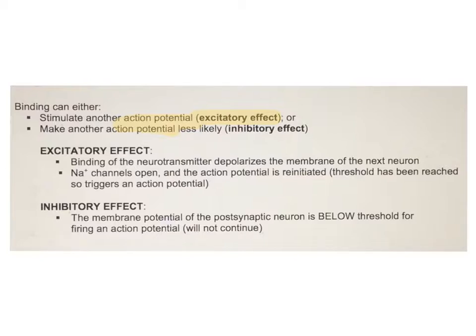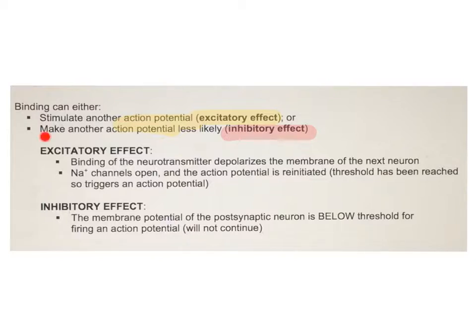Okay, the other thing it can do is it can actually make another action potential less likely. And if it's less likely to happen, we call that an inhibitory effect, meaning it's going to inhibit the action potential from continuing. So those neurotransmitters binding can do a couple different things. They can either pass on the next action potential so it can continue in the next neuron and continue passing the signal, or it can make the action potential less likely to happen. So for certain chemicals or certain drugs, they want to access that inhibitory effect so that it doesn't allow the next action potential to continue.